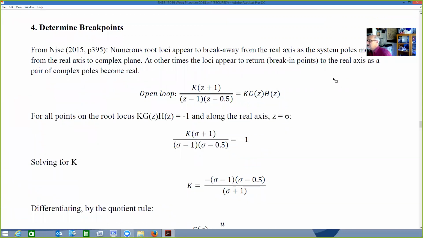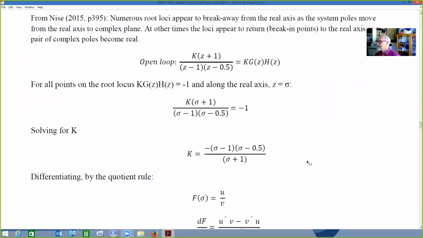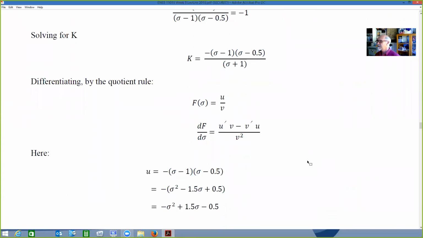From ENEE, numerous root loci appear to break away from the real axis as the system poles move from the real axis to the complex plane. At other times, the loci appear to return, at break-in points, to the real axis as a pair of complex poles which become real. So again, looking at that expression, for all points on the root locus, K G(Z) H(Z) equals -1. Obviously along the real axis, Z equals sigma. Plug in our values.